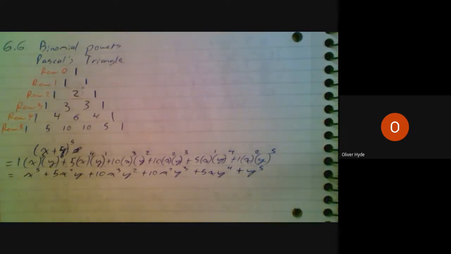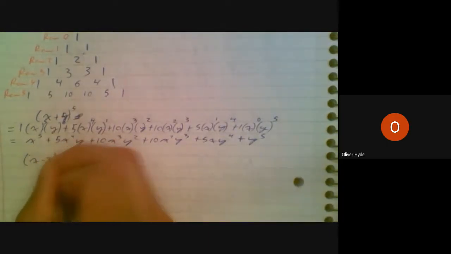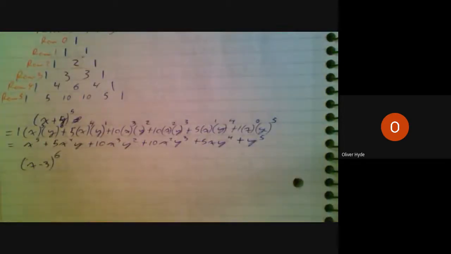Okay? Now, things change a little bit when you change the coefficients. Let's do some examples that aren't on the lesson. Let's expand and simplify (x - 3) to the exponent, yeah, let's do 6, I suppose. This is going to take up a lot of space. So I need row 6 of Pascal's triangle.